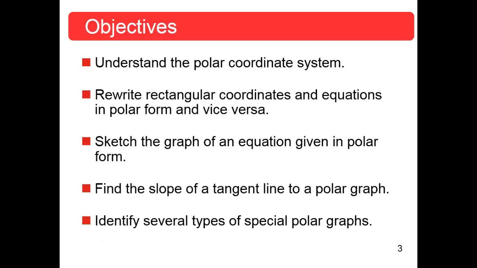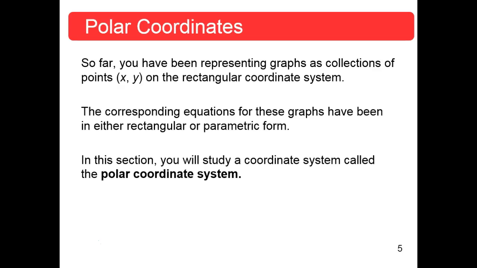Finding the slope of a tangent line to a polar graph. And first, that might seem a little daunting until you realize you're just using parametric equations. We already know how to do that. And we'll identify several types of special polar graphs. So let's first start with polar coordinates.